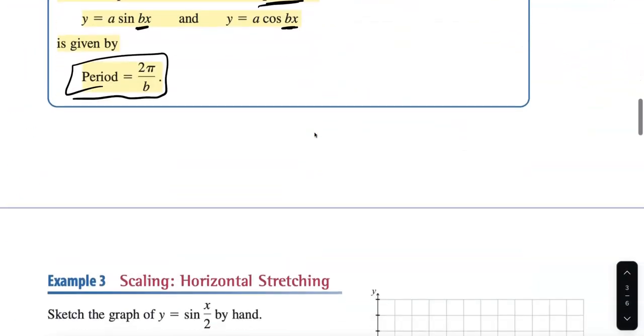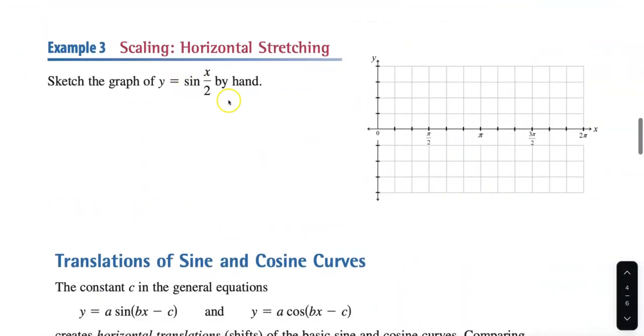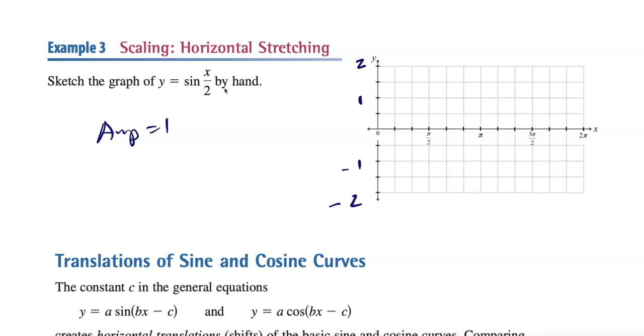Okay, so we talked about amplitude. Next, let's talk about what the period does. Let's do an example of the period. So this one, we're going to do the same thing. Let's make this one just so it's a little easier to see. We'll go by halves here. My amp here is 1. My period is 2 pi over b. So my b in this case is 1/2.